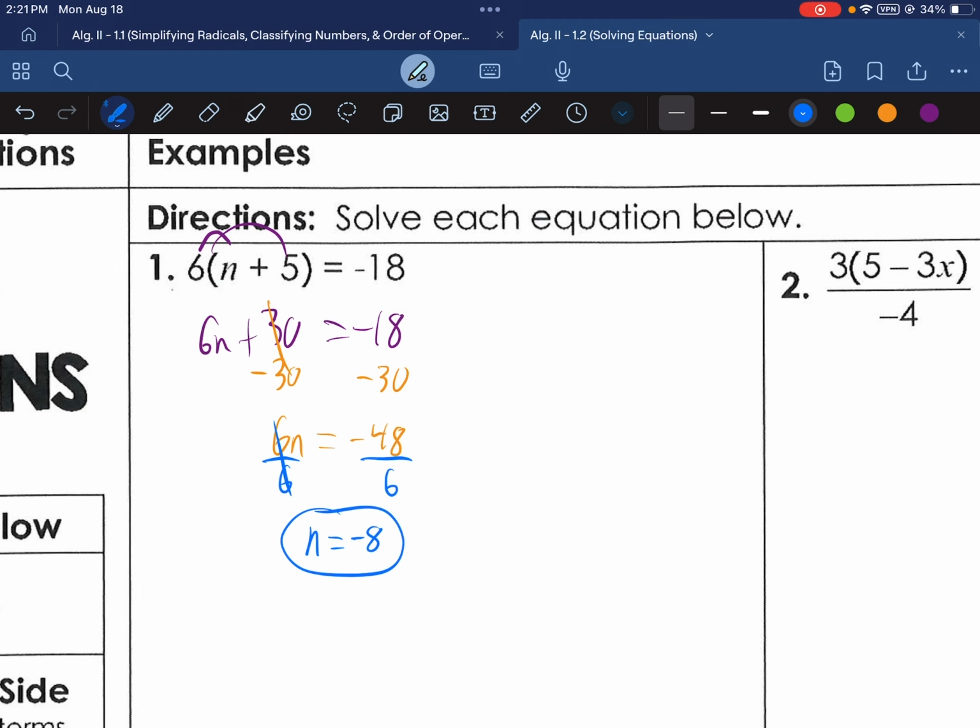You can always check your answer by plugging it back in: negative 8 up here, adding it to 5, multiplying it by 6, and double checking you get negative 18, which you would.